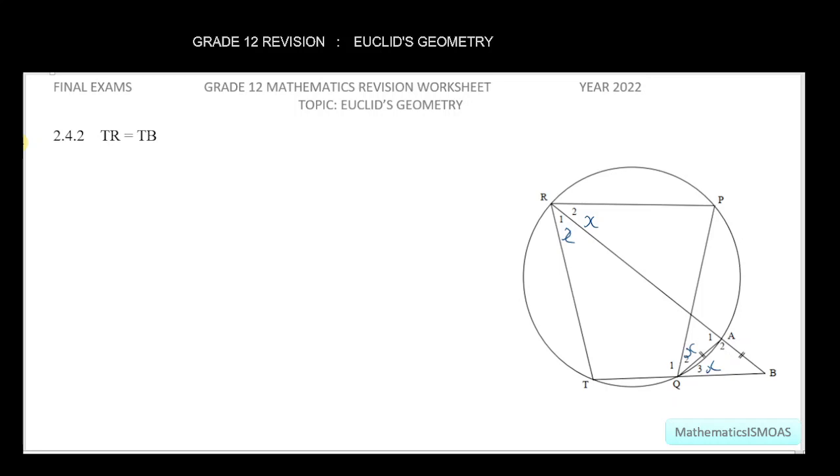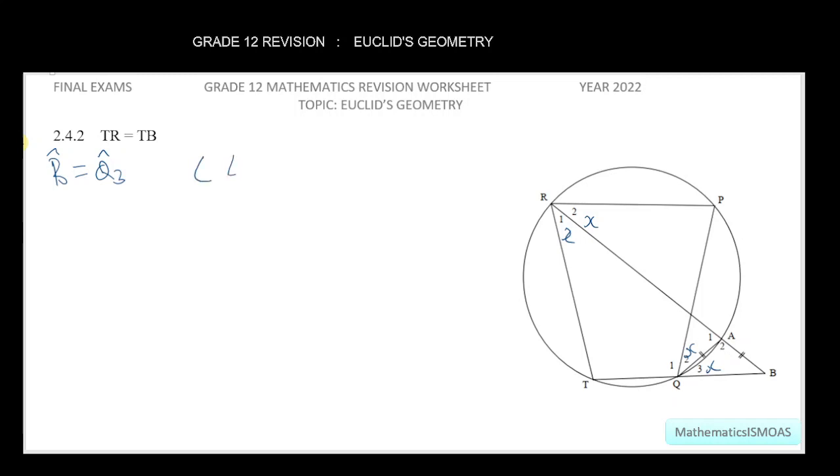Focus on triangle AQB. You see, triangle AQB is an isosceles triangle. AQ is equal to AB. AQ is equal to AB. Therefore, we can say angle B is equal to angle Q3. Don't just say angle B is equal to angle X. Remember, Q3 is equal to X, Q2 is equal to X, R1 is equal to X, R2 is equal to X. So first be very clear that angle B is equal to angle Q3.